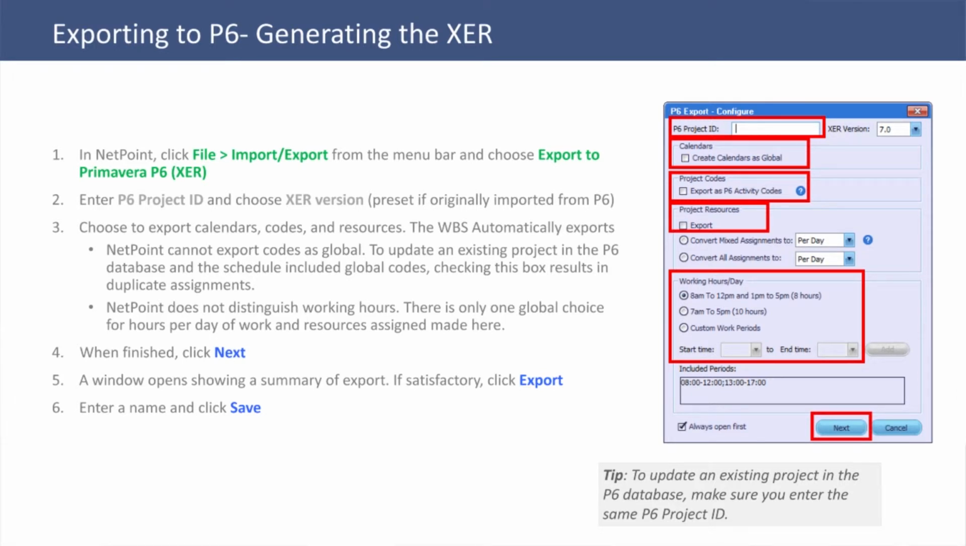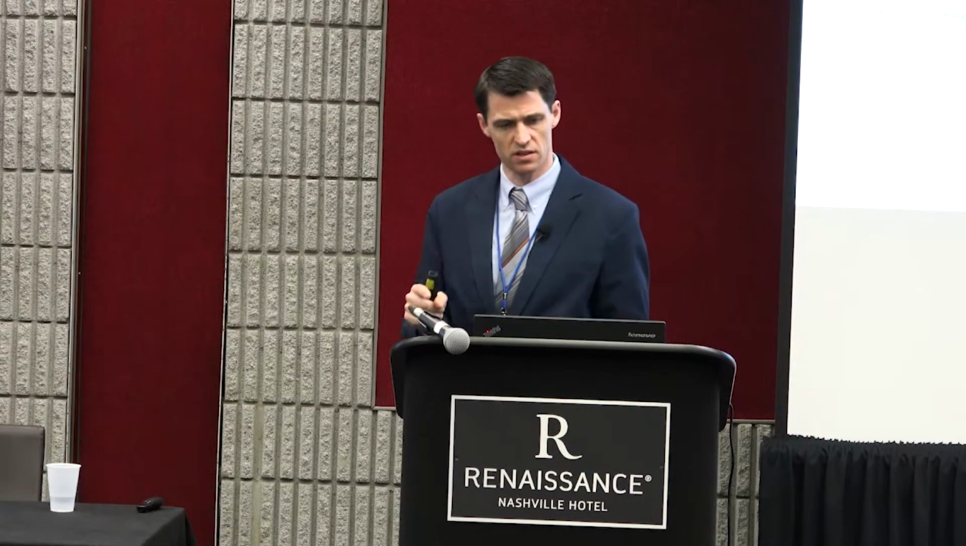So if you export the file, if you came from a P6 file, some of this stuff will pre-populate. It'll give you the version and the name that it was. It will come with the calendars, codes, and resources that you've assigned into it. And then you create your XCR file. A couple notes on calendars. I can't remember if I discussed this or not. Calendars will come in as a new calendar.